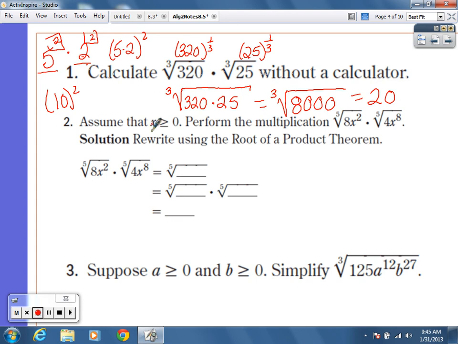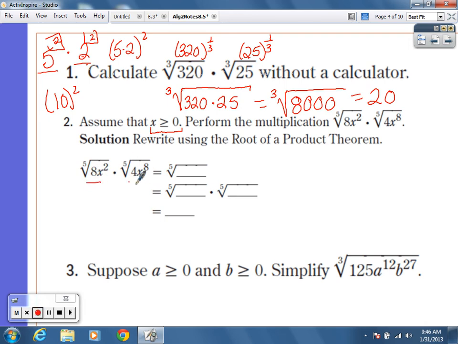Okay, here we're breaking out that "assume that x is greater than or equal to 0" thing again, and that's going to show up a lot of times because, like I said, things get a little wishy-washy with radicals because you can't take the square root or an even root of a negative. They want us to rewrite using the root of a product theorem. Basically, because we can't do the fifth root of 8, it doesn't help us at all. I get the fifth root of 4x to the 8th.